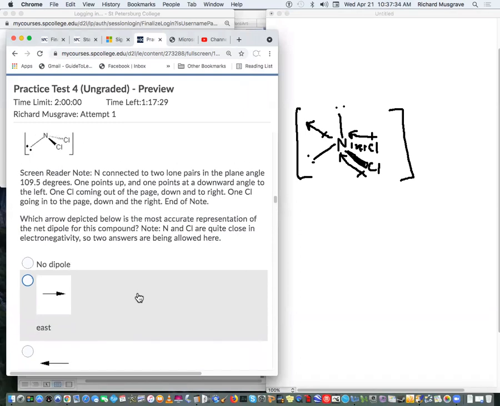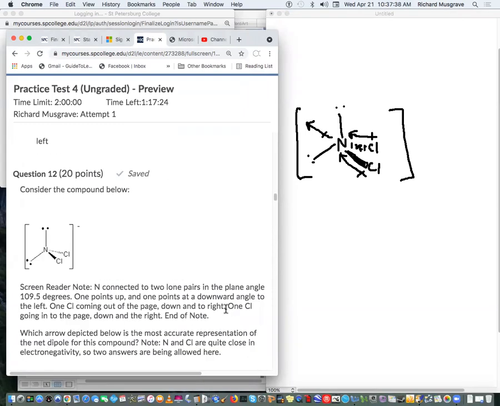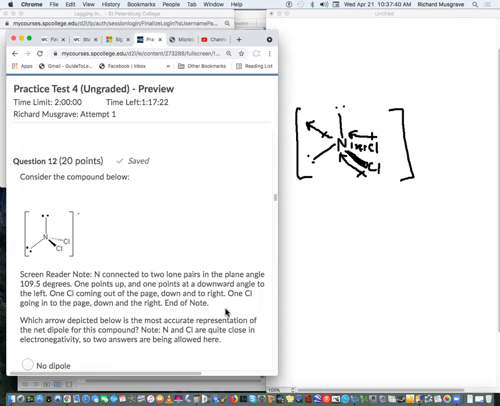Okay, any questions about that one? It's northwest because the arrows are pointing to the left, and the resultant arrow, or the dipole, runs right in between them, right through the center. Remember, the dash line means it's going into the page, and the wedge line means it's coming out of the page. So the net dipole is coming straight in between them.